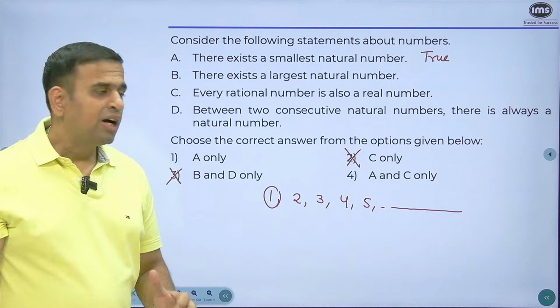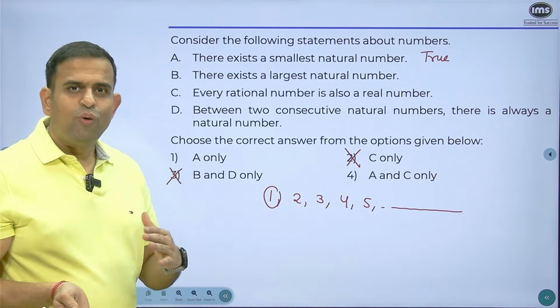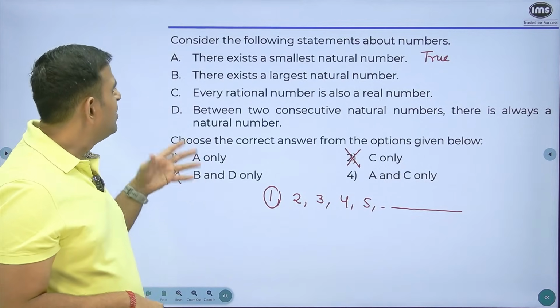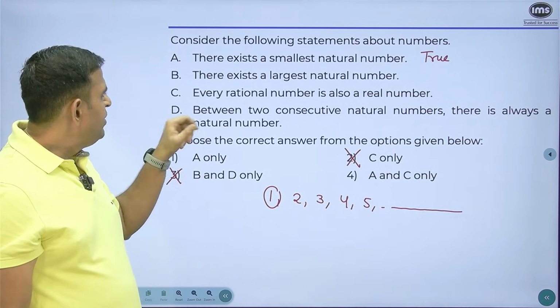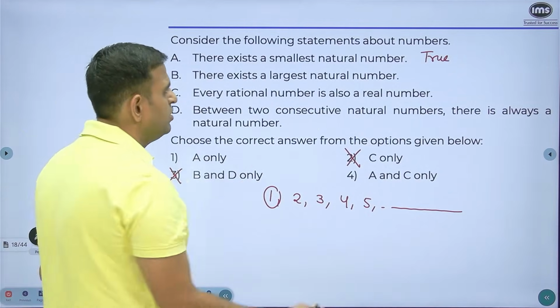If I want to do smart work, I can see A only and A and C only. I may want to verify number C alone. But let's look at the number B. There exists a largest natural number, that is infinite. So this is false.